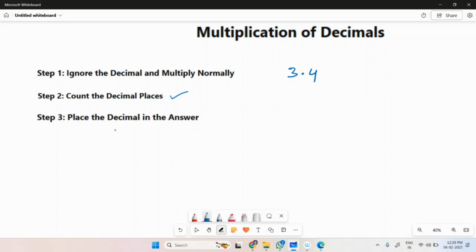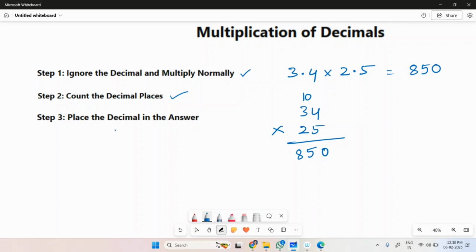3.4 times 2.5. Here the first step is ignore the decimal and multiply normally. So let's multiply 34 times 25. 25 times 4 is 100. 25 times 3 is 75. 75 plus 10 is 85. 34 times 25 is 850. So our answer is 850.